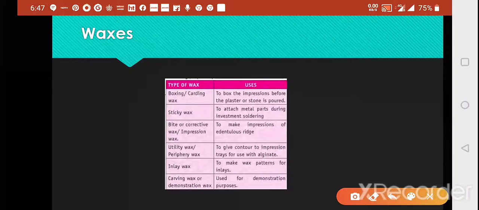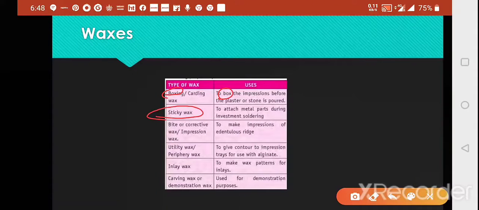By the word box, you have to remember that it is used to box the impression before the impression stone is applied. During first year you have done the procedure of boxing. So the question is, why is the boxing wax used? That is to box, and you can remember it by this box and box. And what is the another name of boxing wax? It's carding wax.